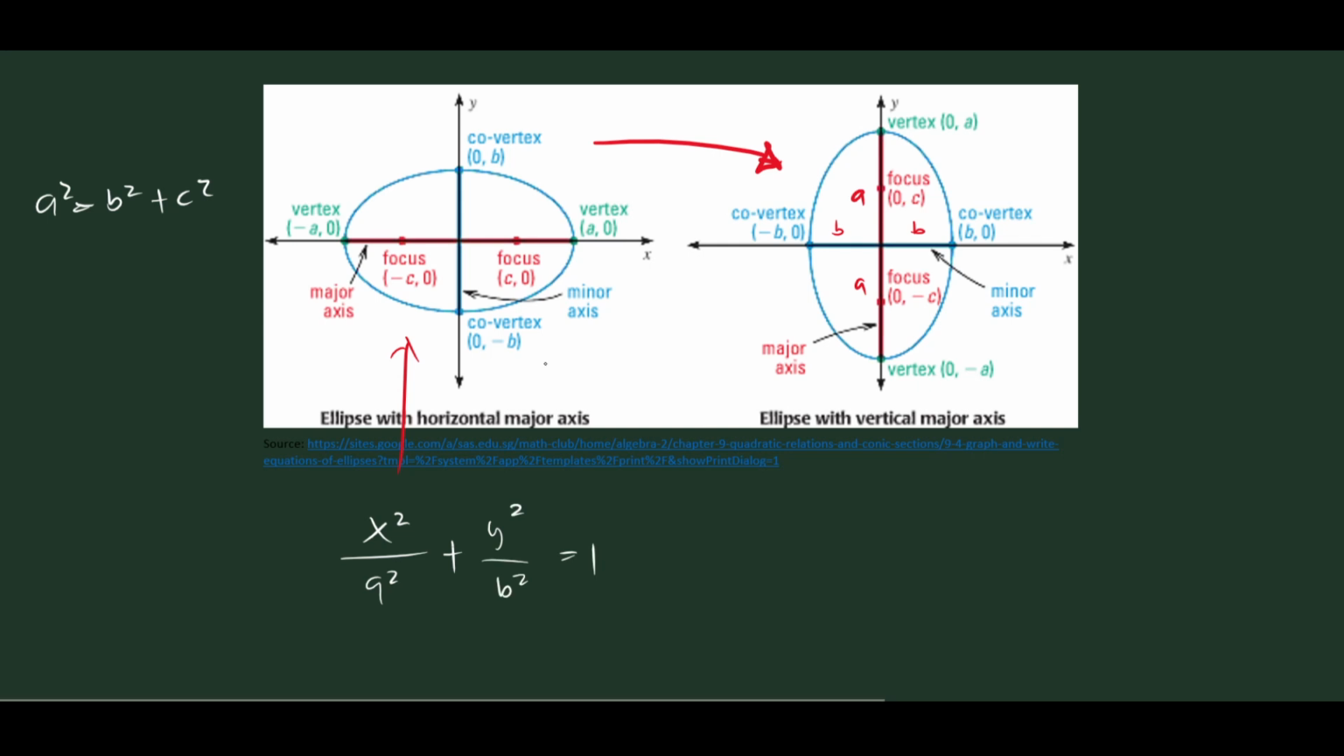Now, if the major axis is oriented along the y-axis instead, the standard form will be modified a little bit. We will have x squared over b squared plus y squared over a squared equals 1. So a right here is on the y-axis. There you have it. That is the slight change that we always need to take into account. We need to remember this because if we forget it, we will get wrong answers in different problems.